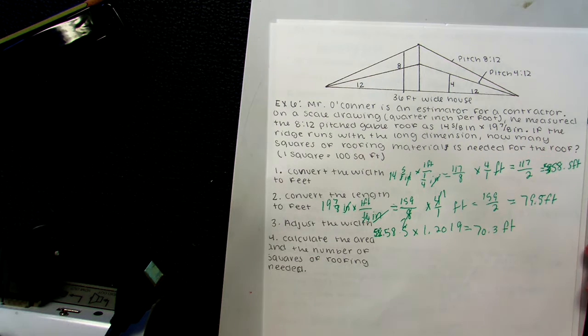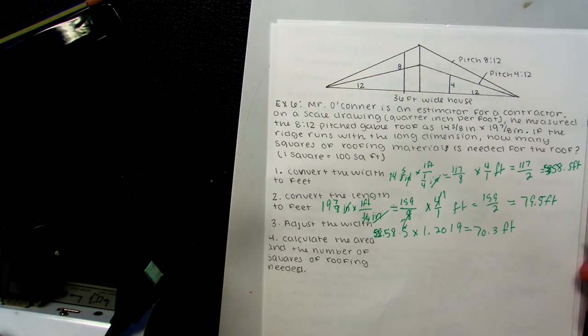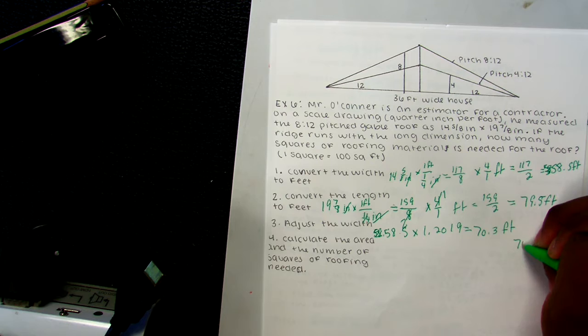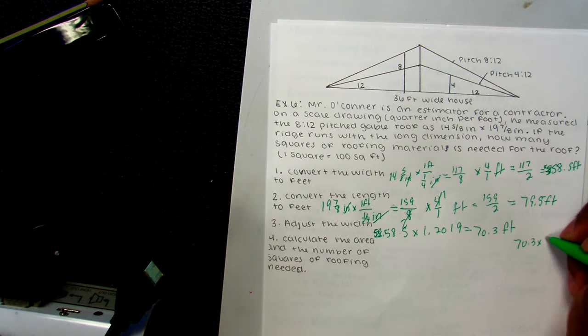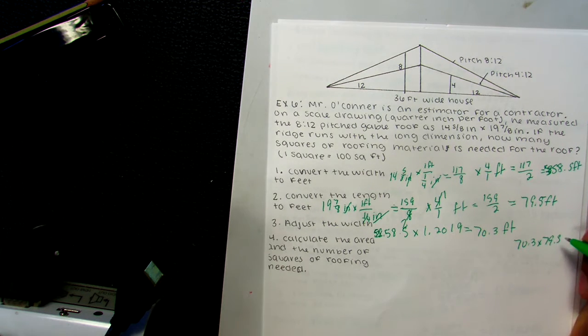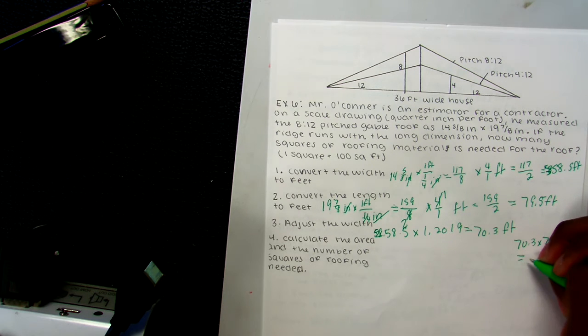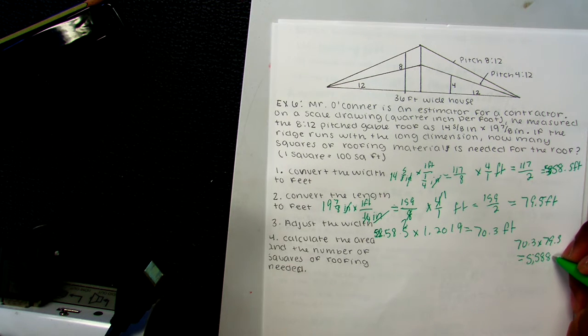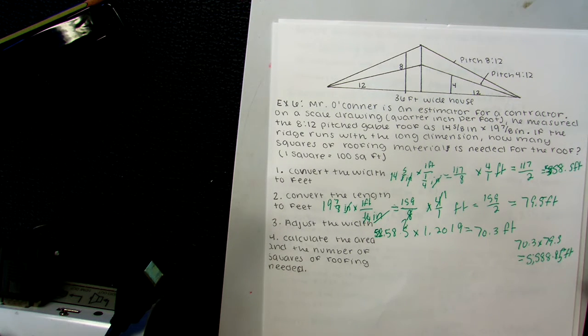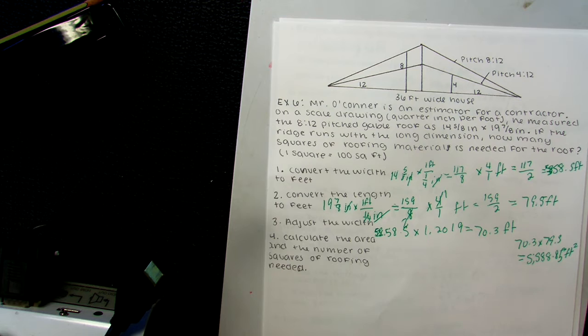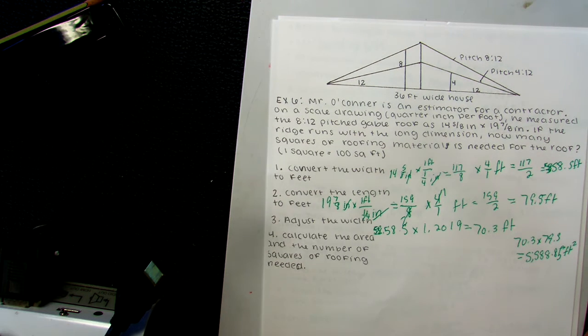So we're still on number 3. Then we would take 70.3 times 79.5, which would then be equal to 5,588.85 feet squared. Okay. So now we're on the fourth step.